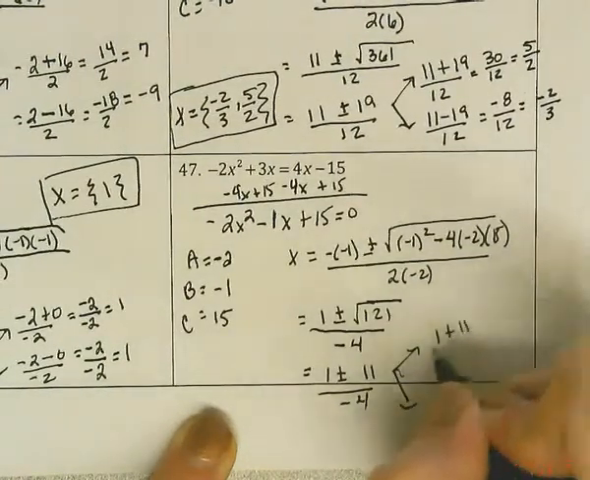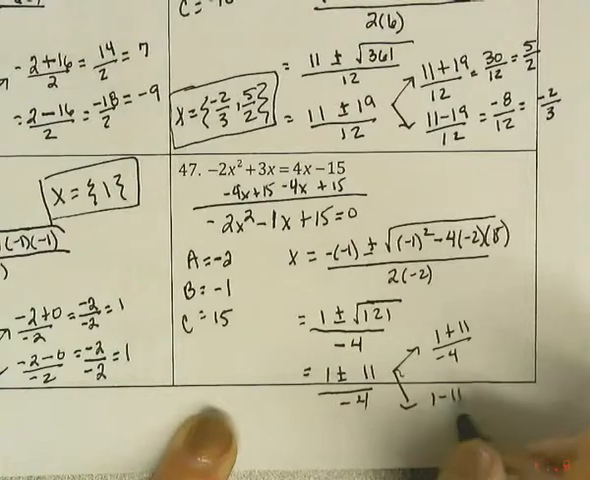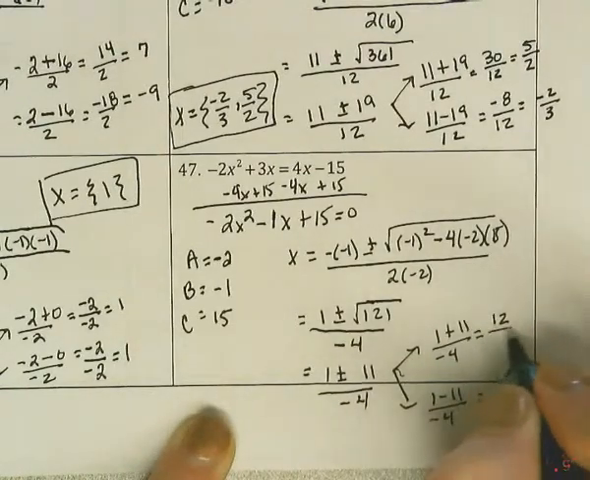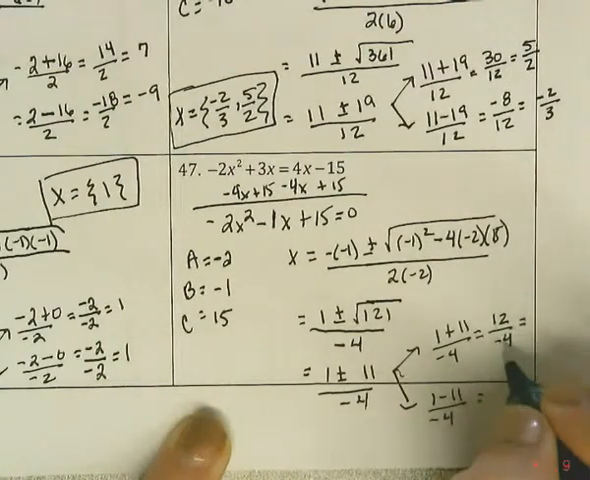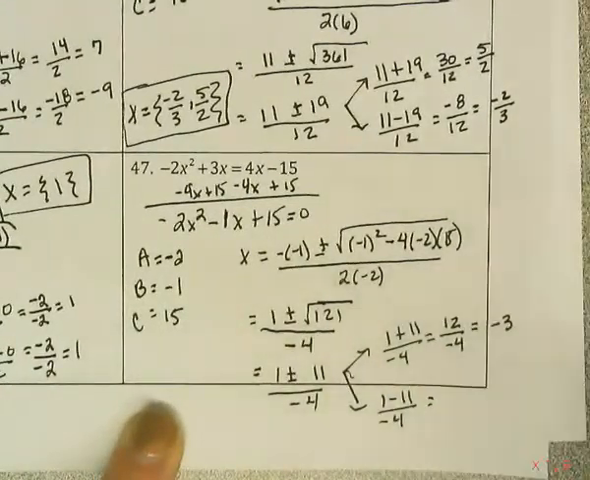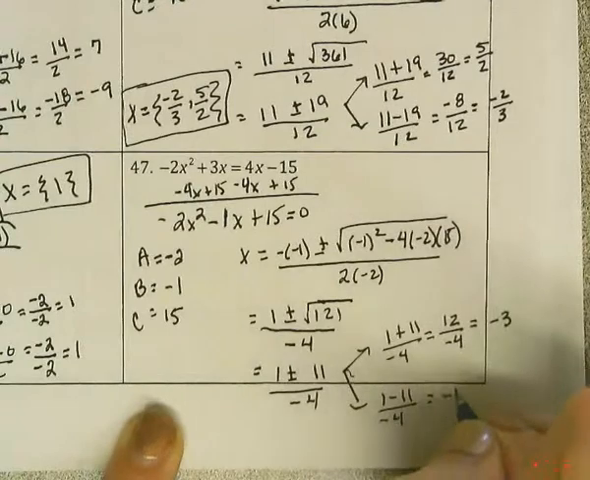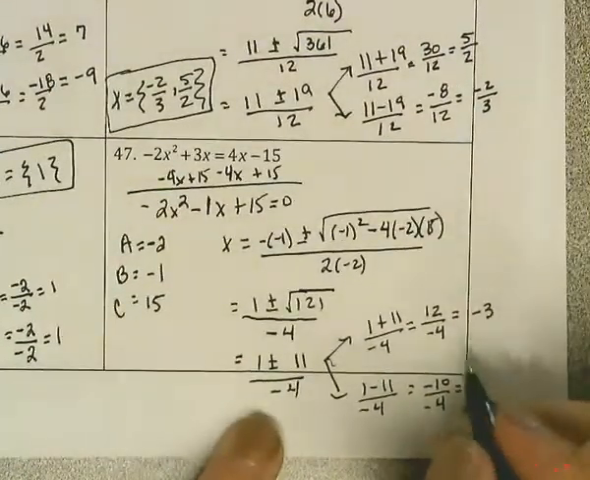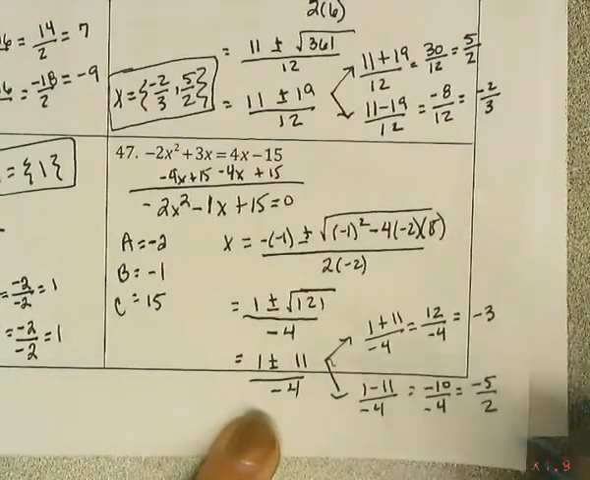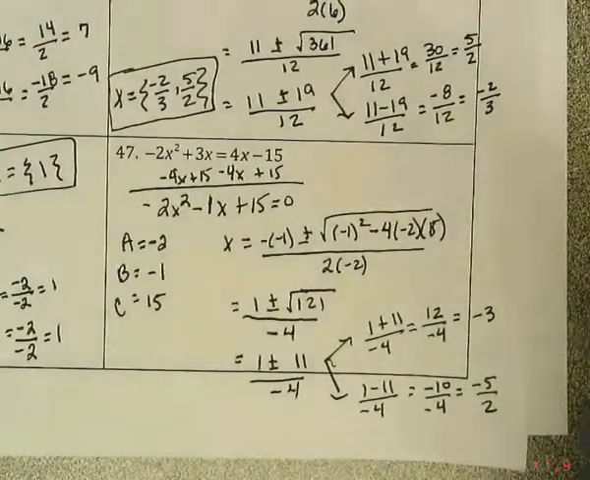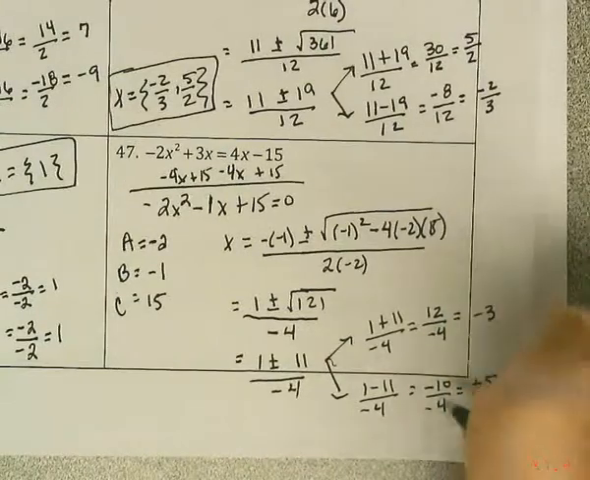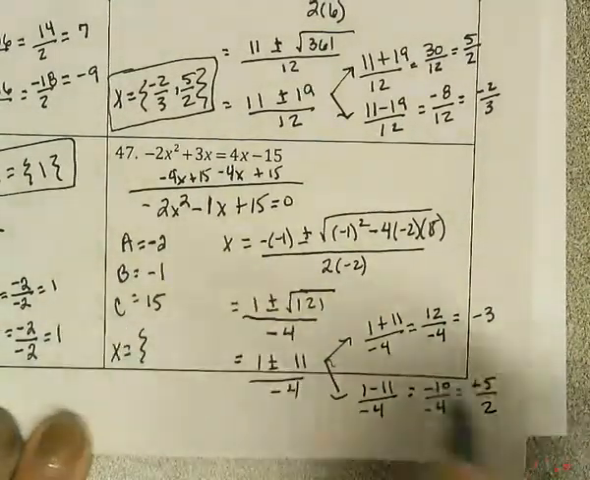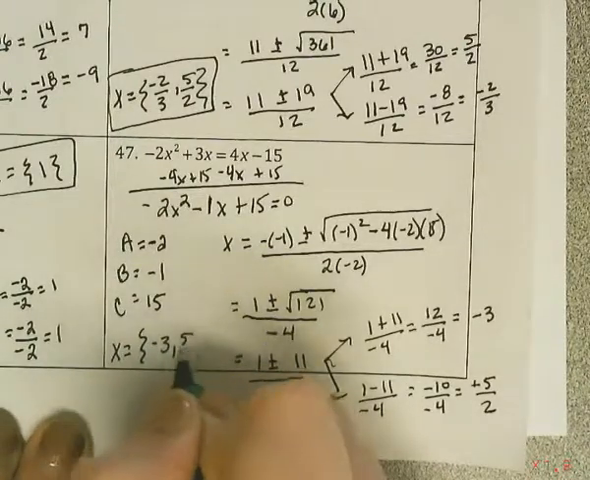1 plus 11 over negative 4. 1 minus 11 over negative 4. 1 plus 11 is 12 divided by negative 4. 12 divided by negative 4 is negative 3. 1 minus 11 is negative 10 over negative 4. And so I get negative 5 over 2. Not negative, I'm so sorry. Positive 5 over 2 because they're both negative. So we get x equals negative 3 and positive 5 over 2.